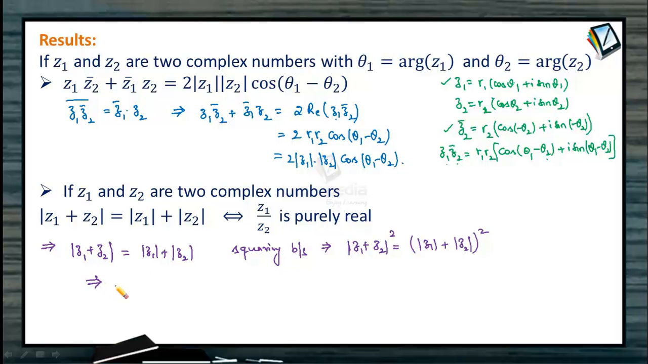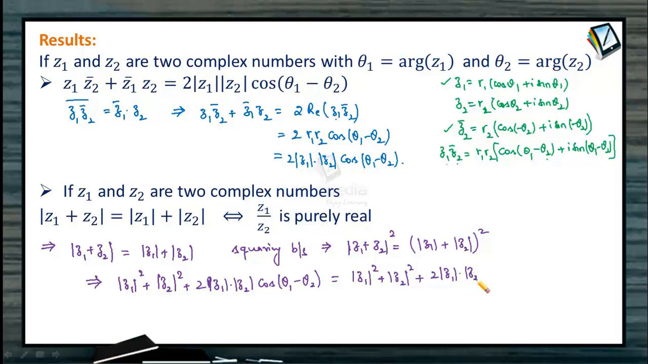So what happens when we substitute mod of Z1 plus Z2 whole square, that is mod Z1 square plus mod Z2 square plus 2 times mod Z1 into mod Z2 into cos of the difference of arguments, equal to, how will the expansion on the right hand side be? It would be mod Z1 square plus mod Z2 square plus 2 times mod Z1 into mod Z2, right? Now, the mod Z1 square and mod Z2 square terms can be cancelled on both sides. 2 and mod Z1, mod Z2 can be cancelled on both sides. Then what are we left with? We got cos of theta 1 minus theta 2 equal to 1.